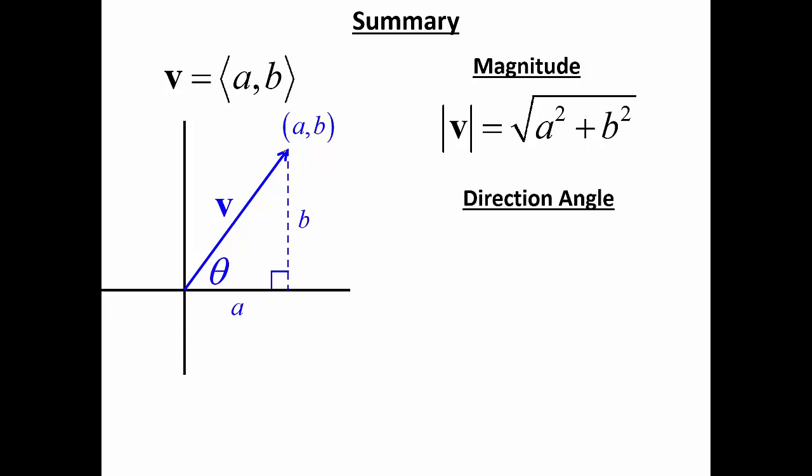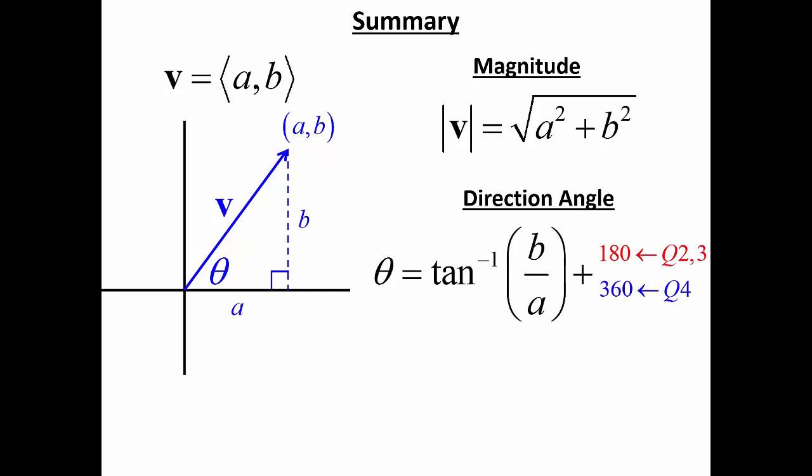The direction angle will use the inverse tangent ratio of B over A, and then we will add an adjustment based on what quadrant we're in. If we're in quadrants 2 or 3, we're going to add 180 because the x-axis would be 180 based on either of those two quadrants. If we're in quadrant 4, we'll add 360 because from quadrant 4, the x-axis would look like 360. Again, that's in degrees. If it's radians, it would either be pi or 2 pi respectively.